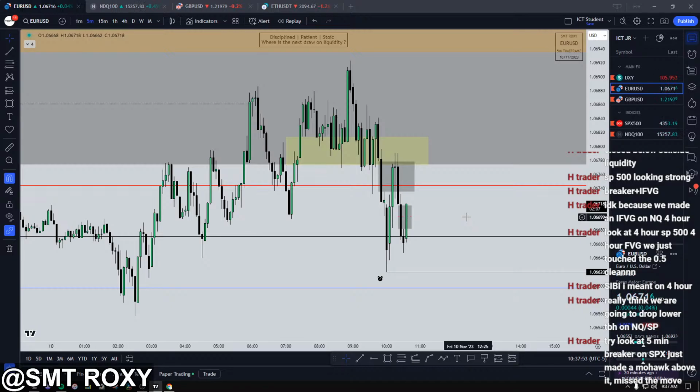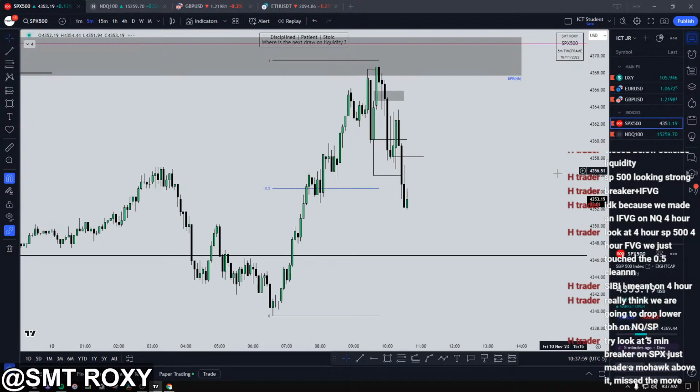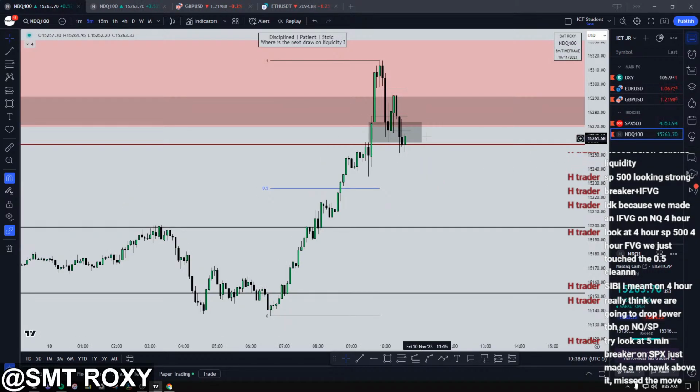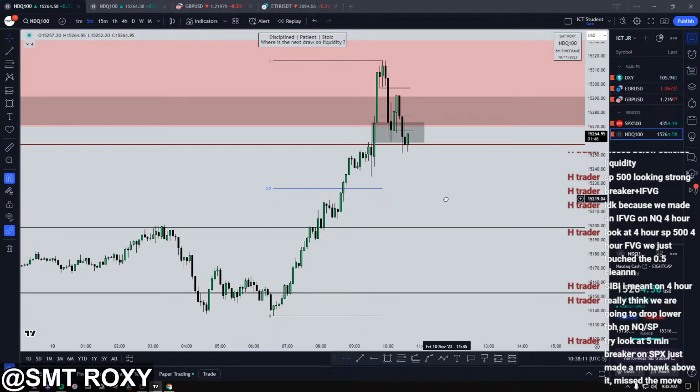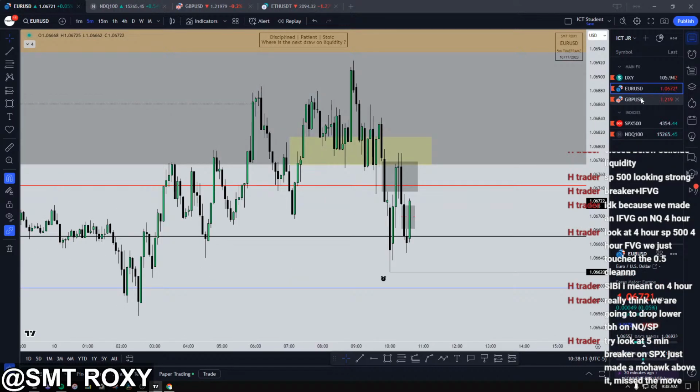Try to look at the 5 minute on SPX. Just made a Mohawk above it. Missed the move. Oh, the 5 minute breaker. And this one right here. Missed the move. Just waiting, I guess, for all these.